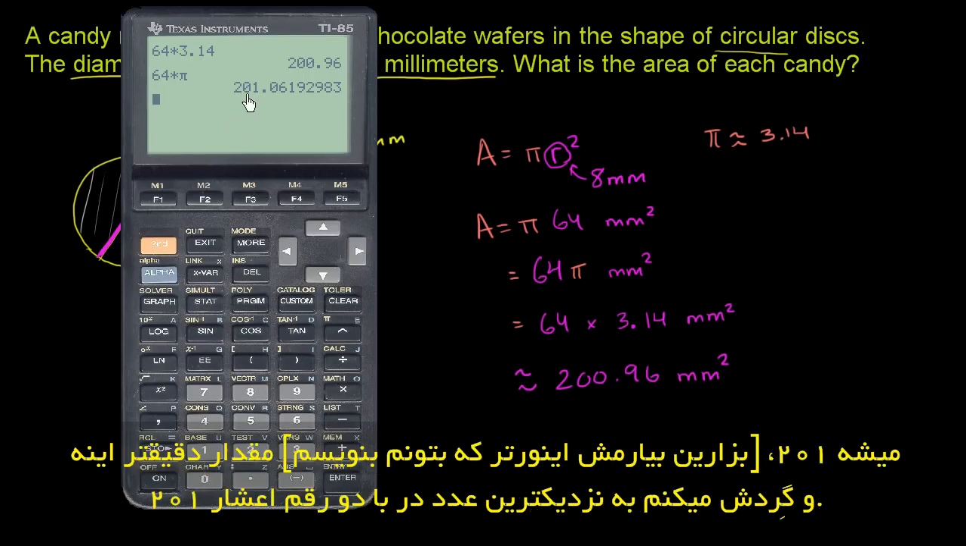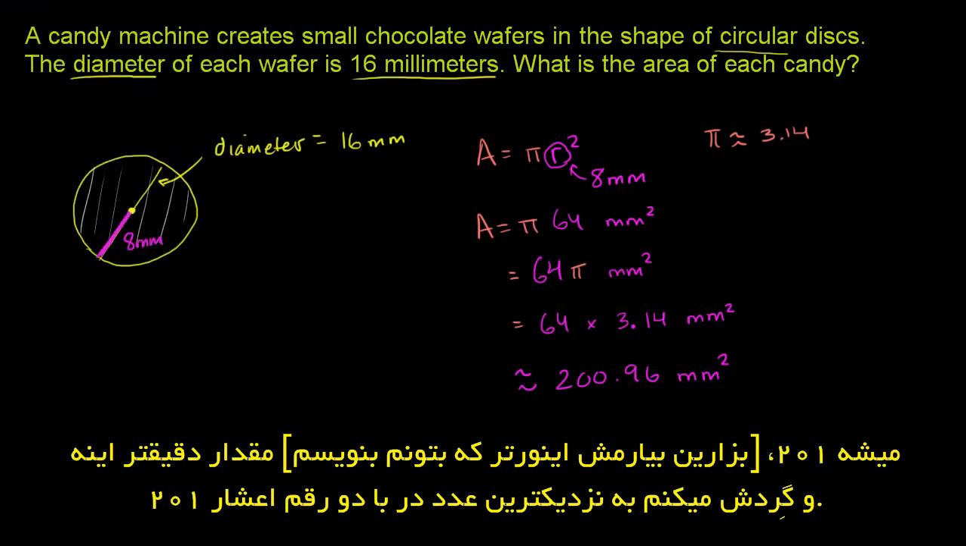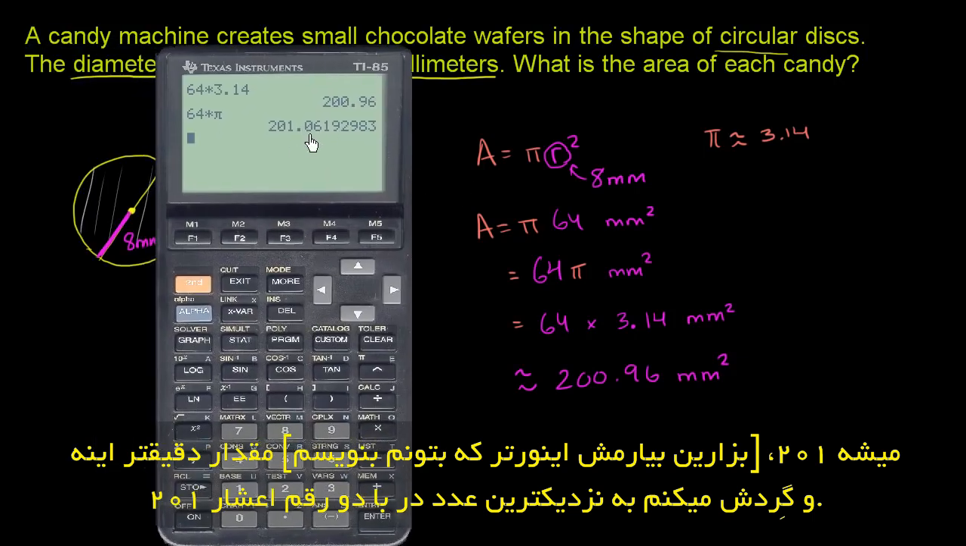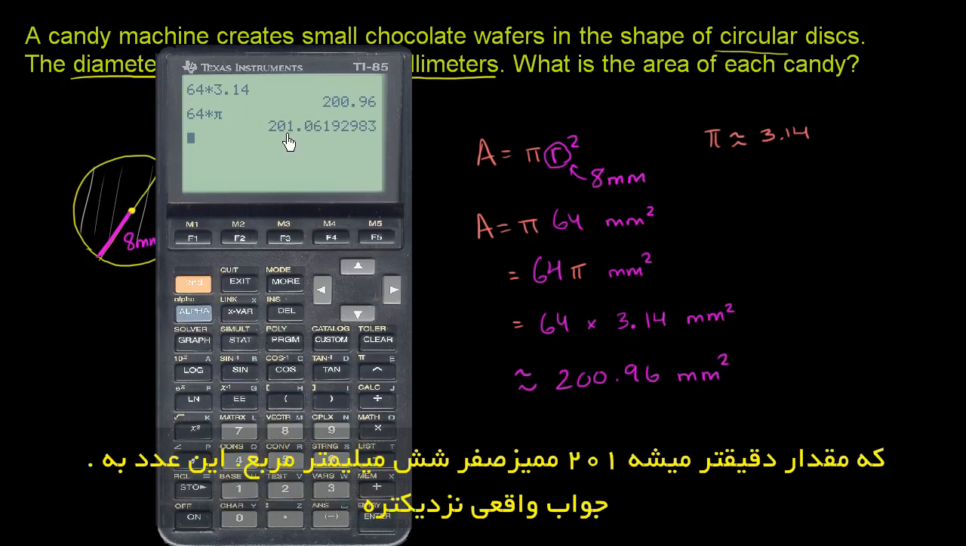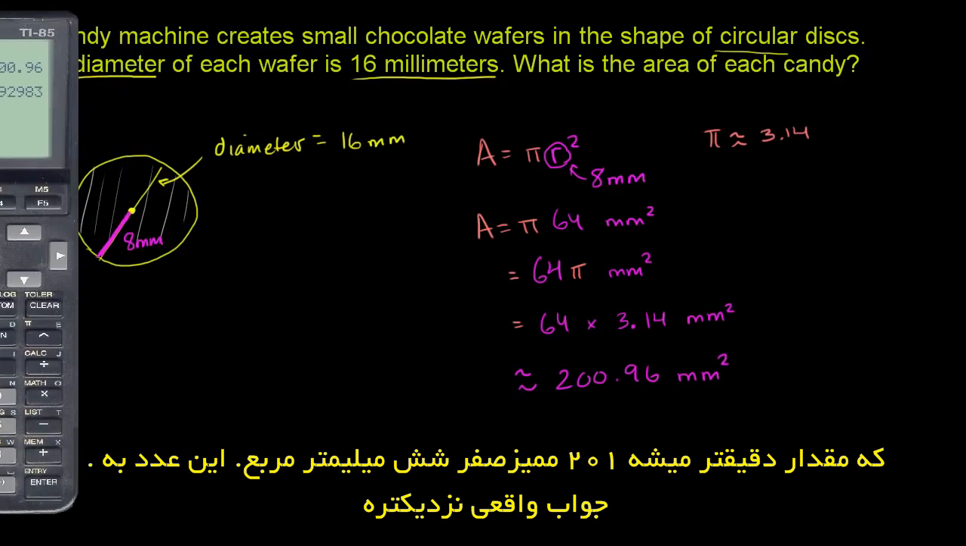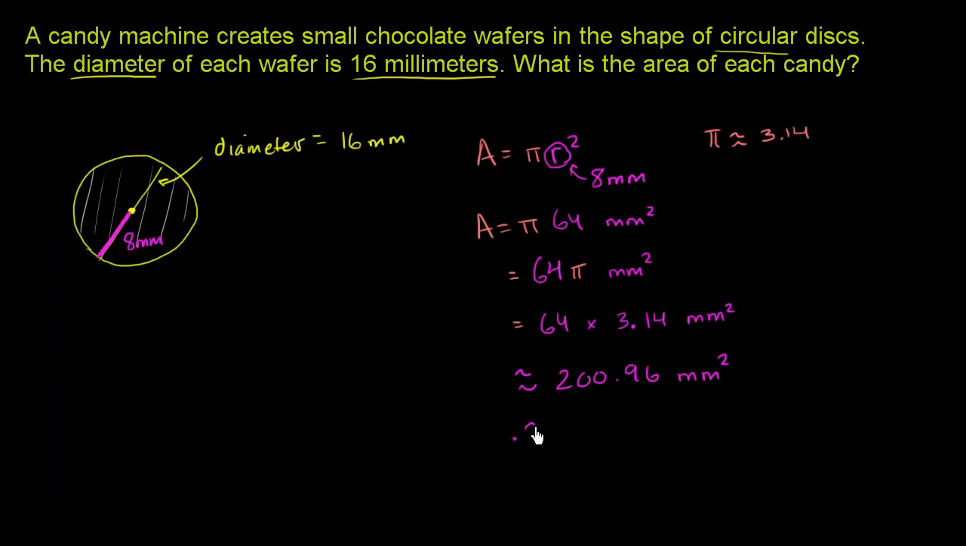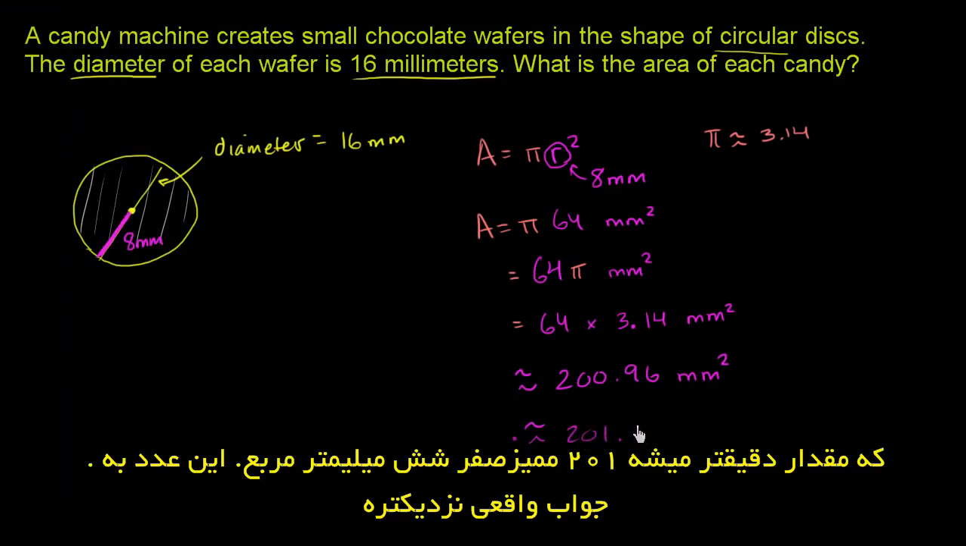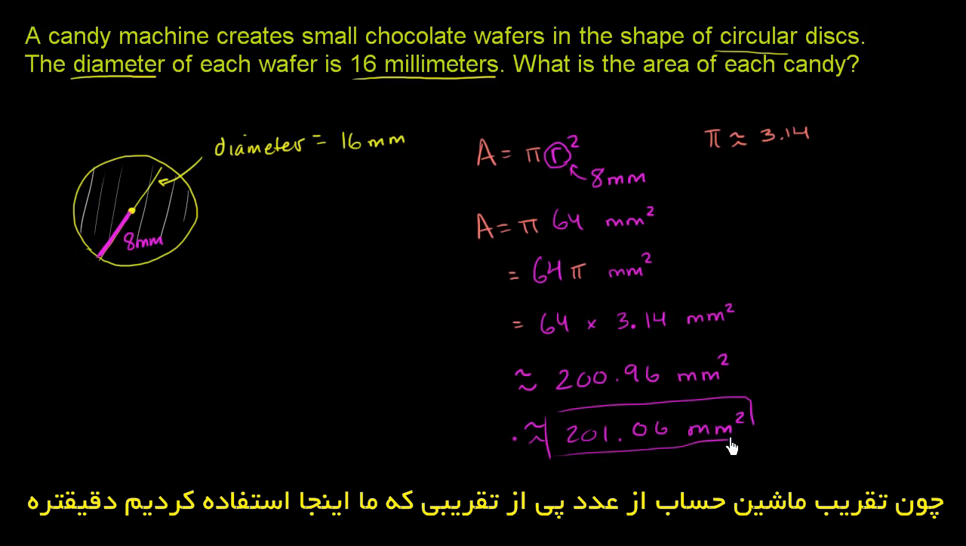And you get 201. So let me put it over here so I can write it down. So a more precise answer is 201, and I'll round to the nearest hundredth. So you get 201.06 square millimeters. So this is closer to the actual answer because the calculator's representation is more precise than this very rough approximation of what pi is.